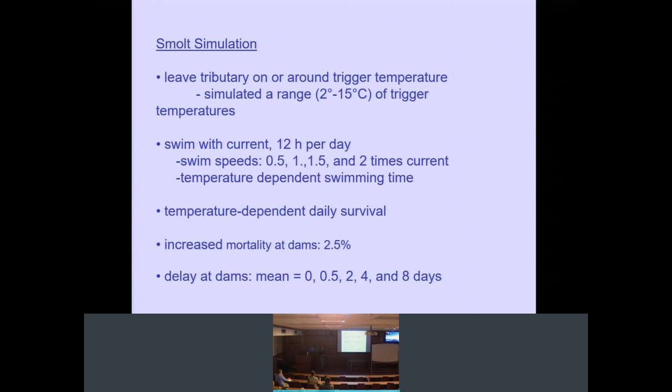The rest of these assumptions and parameters are all based on literature values, the kind of specifics that we don't need to be looking at. Temperature-dependent daily survival. Okay, increased mortality at dams. We assume that they're going to die at dams. We think they die in a number of different ways at dams. Depending on how they get through the dams, they might die by the passage itself. We also know that large predators congregate below these dams, so predation is a potentially big effect. We also know that they're now in this big lake above the dam, which potentially could also have predators. So based on a bunch of reasoning and literature values, the simulations I'll be showing you use 2.5%. We don't think this is unreasonably high, let's just say.